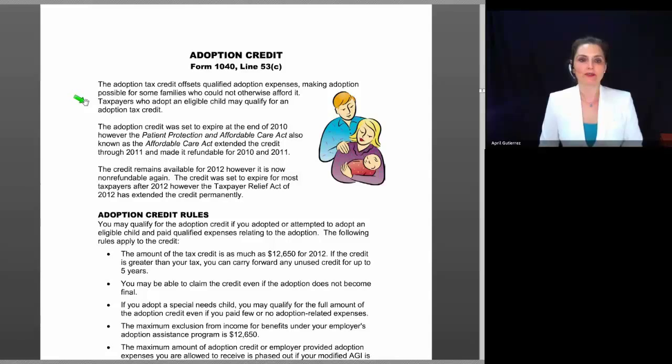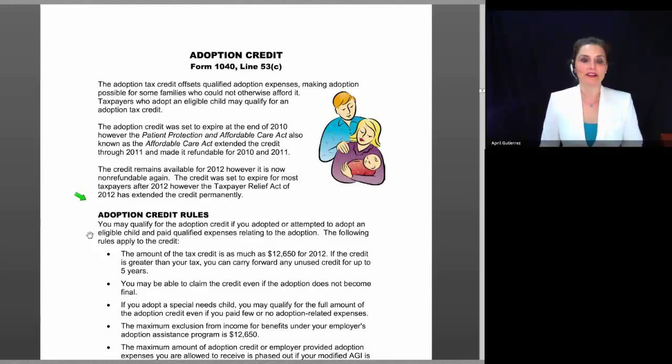Taxpayers who adopt an eligible child may qualify for an adoption tax credit. The credit was originally set to expire at the end of 2010, but the Patient Protection and Affordable Care Act, also known as the Affordable Care Act, extended the credit through 2011 and made it refundable for 2010 and 2011. The credit remains available in 2012, however, it is now non-refundable again, and it was set to expire at the end of 2012, but it was extended with the Taxpayer Relief Act of 2012, and now finally is permanent.